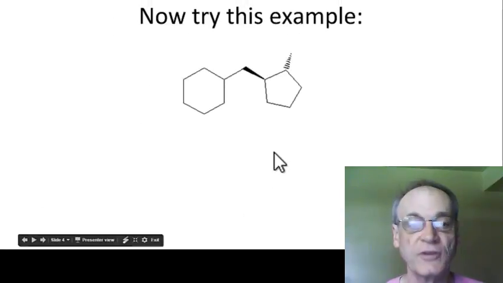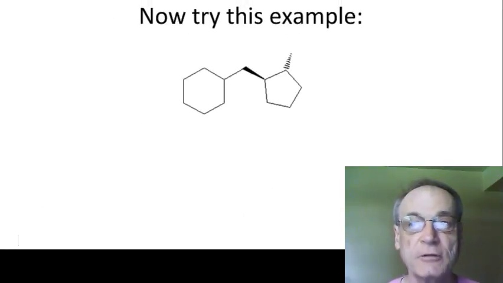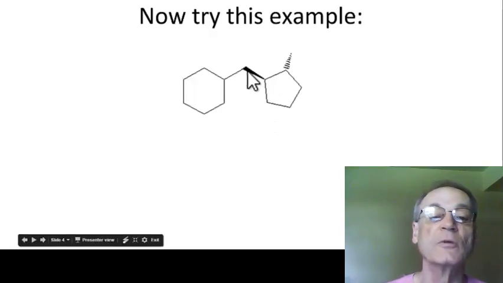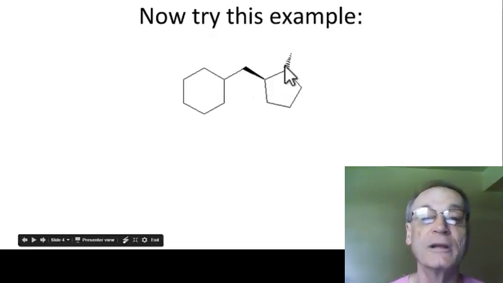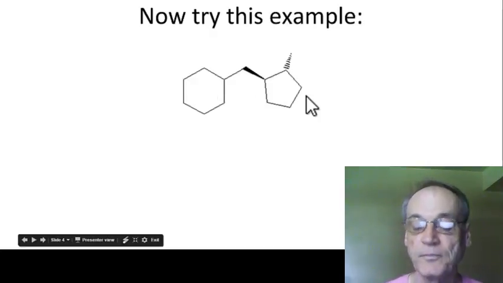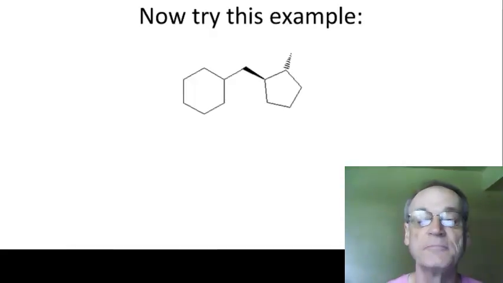Now, try this example. Pause the video. It's a little bit tricky, but you can do it. Again, two separate rings with one carbon in between, but no carbons that are shared. In other words, that carbon is only in that ring, that carbon is only in that ring. None of the carbons are in both rings at the same time. So pause the video and see what you come up with for a name. I'm going to click to the next slide.